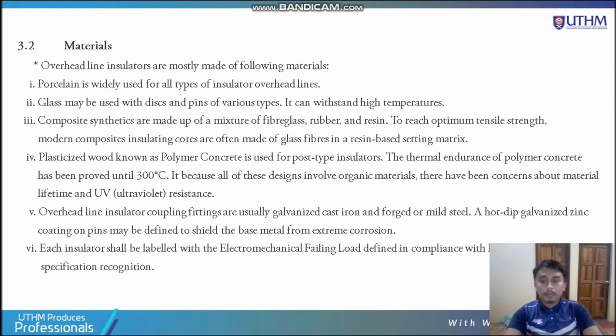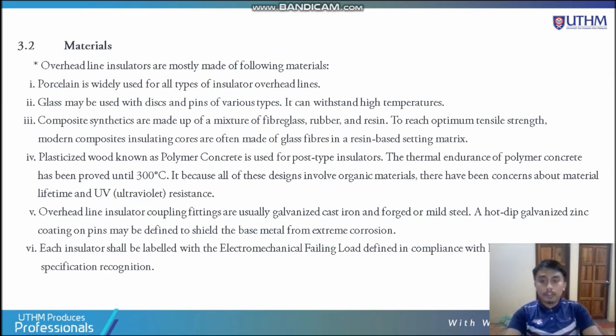And next is plastic wood, known as polymer concrete, is used for the post-type insulator. The thermal endurance of polymer concrete has been proved until 300 Celsius. Because all of the test design involve organic material, they have been concerned about the material lifetime and UV ultraviolet resistance.